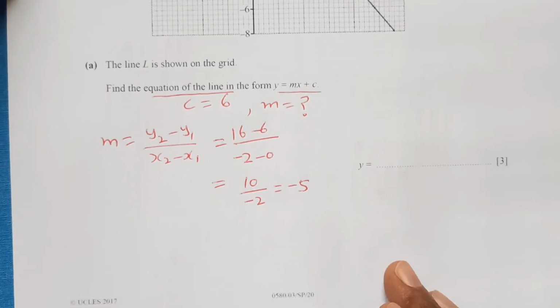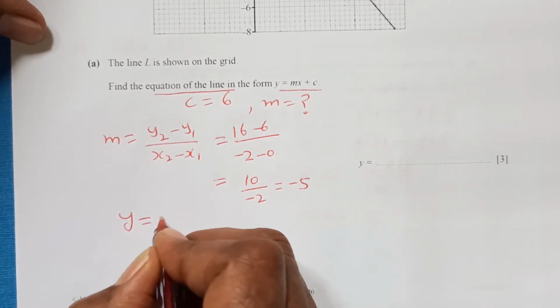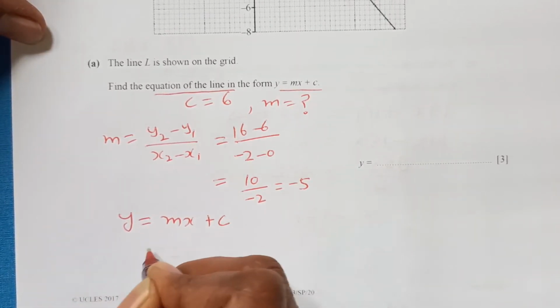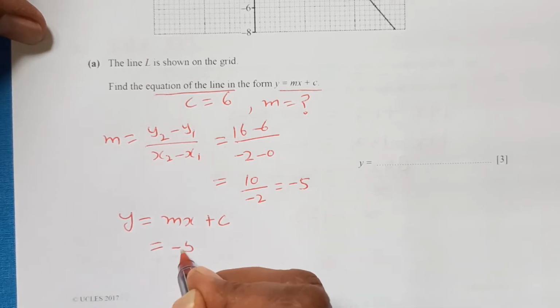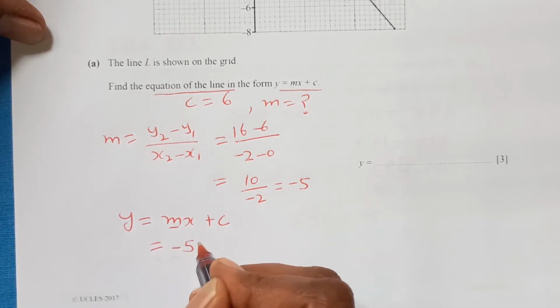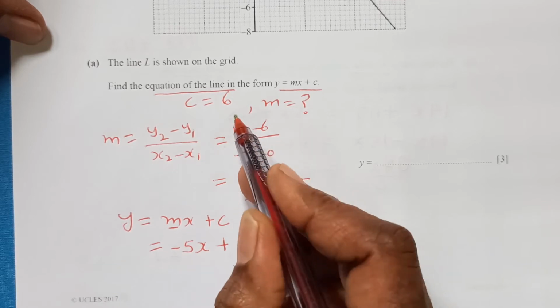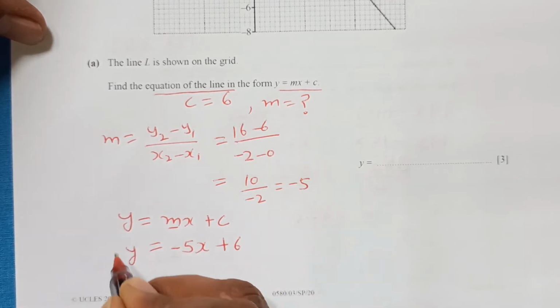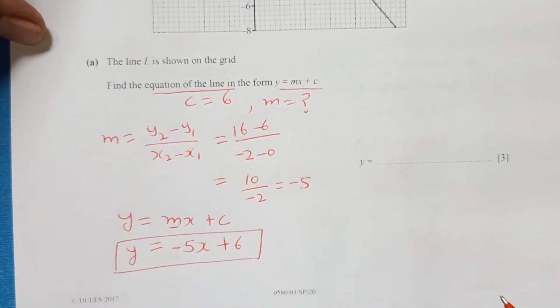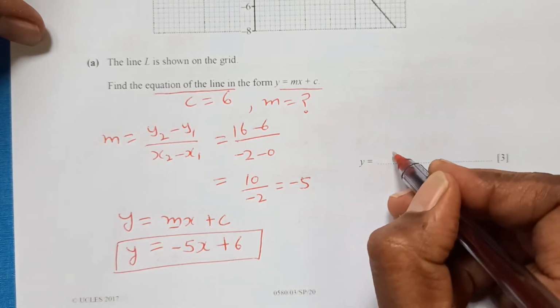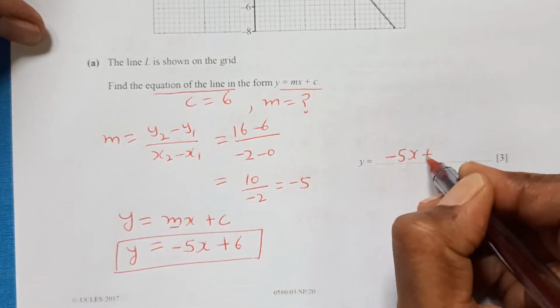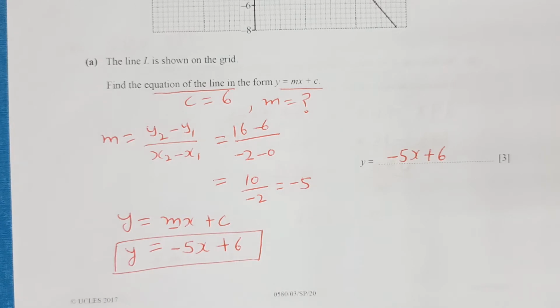So the equation of the line is y equals mx plus c. Now the value of m is minus 5. We'll replace x as it is, plus c. C is 6. So this is our equation of the line: y equals minus 5x plus 6.